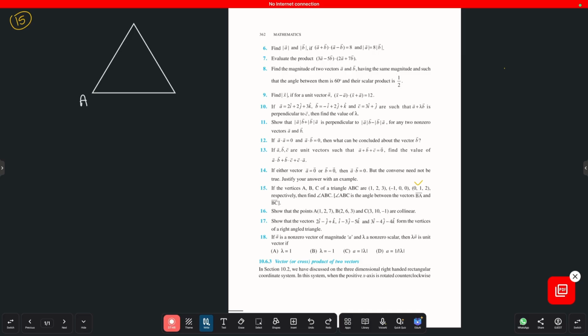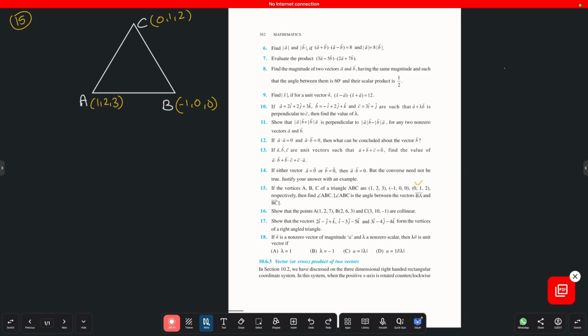One vertex is A, one is B, and one is C, respectively. A means (1, 2, 3), B means (-1, 0, 0), C means (0, 1, 2). Okay, AB, and we want angle ABC. Angle ABC means ABC.